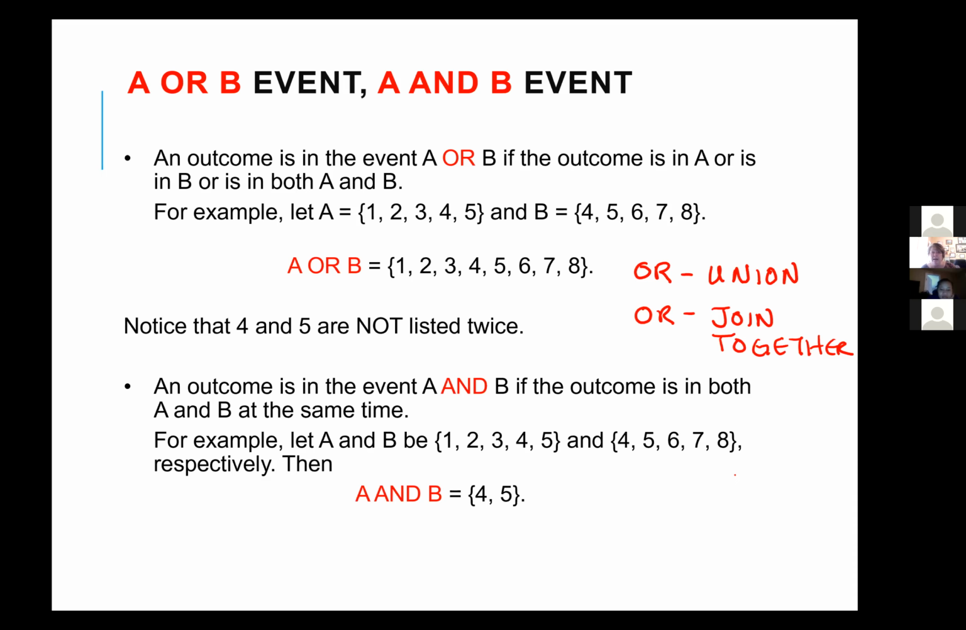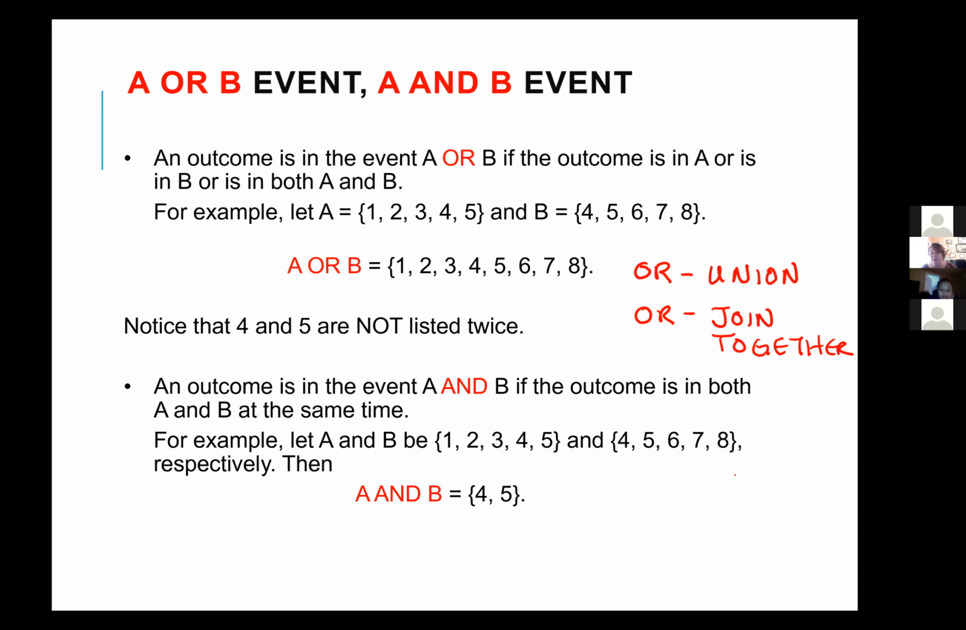So we take all the elements in A, 1, 2, 3, 4, and 5, and we add to that the elements in B. So we have 4, 5, we don't repeat that, but we do have elements 6, 7, and 8. So A or B is the set 1, 2, 3, 4, 5, 6, 7, and 8.